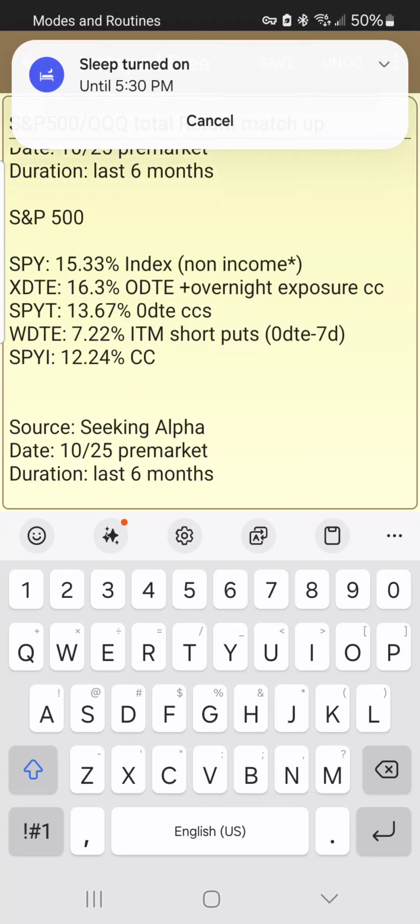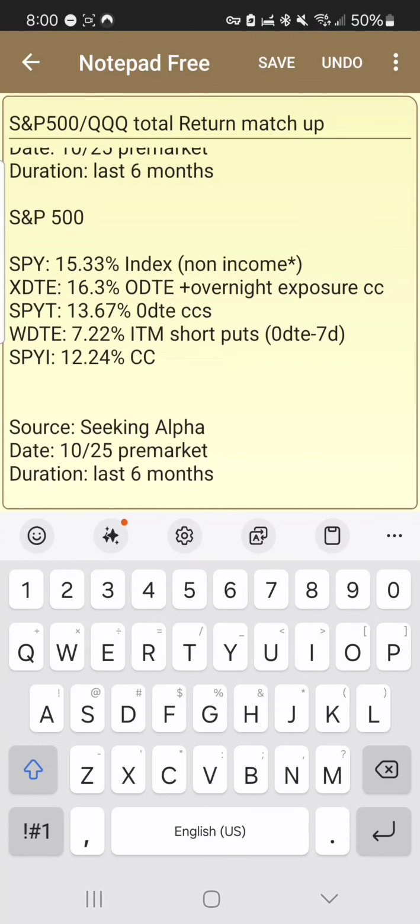Then there's SPYT, which is Defiance. They have one of the families of Defiance. They have basically this 0 day to expiration call credit spreads, and they so far have turned out 13.67%.